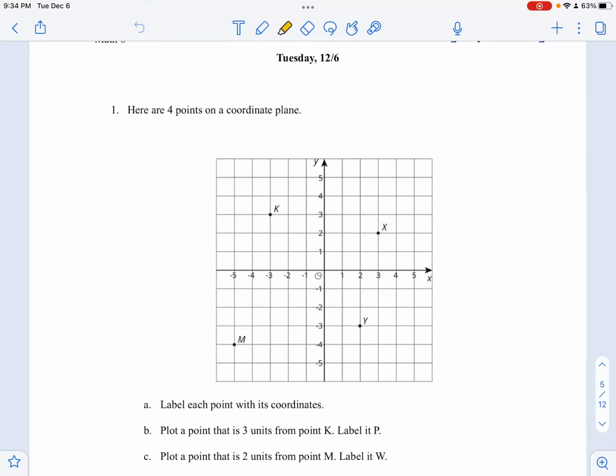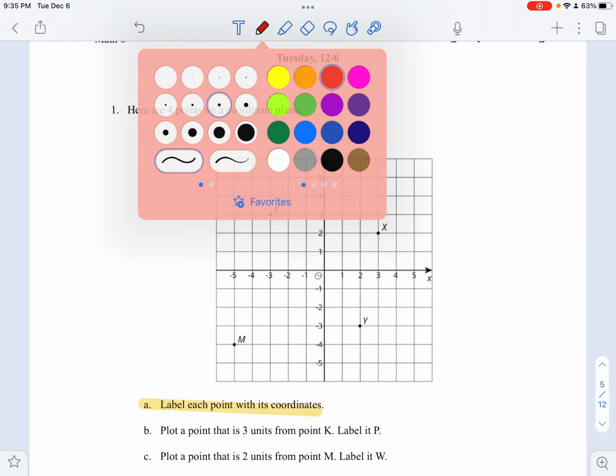This video covers Spelman's homework for Tuesday, December 6th. In the first question, there are 4 points in the coordinate plane. Your first job is to label each point with its coordinates. That's part A. When we label a coordinate pair, we're looking for 2 numbers, an x-coordinate and a y-coordinate.